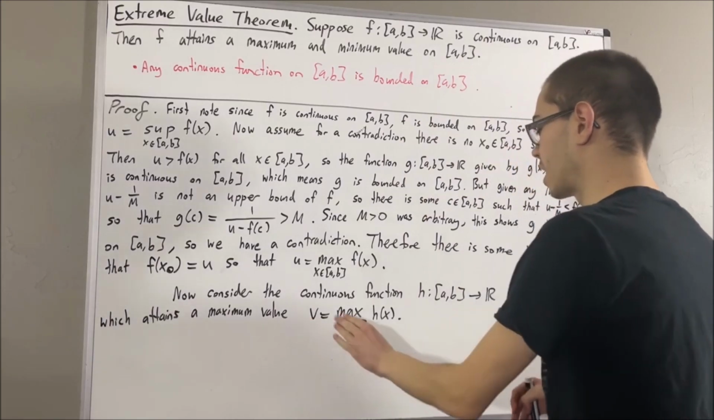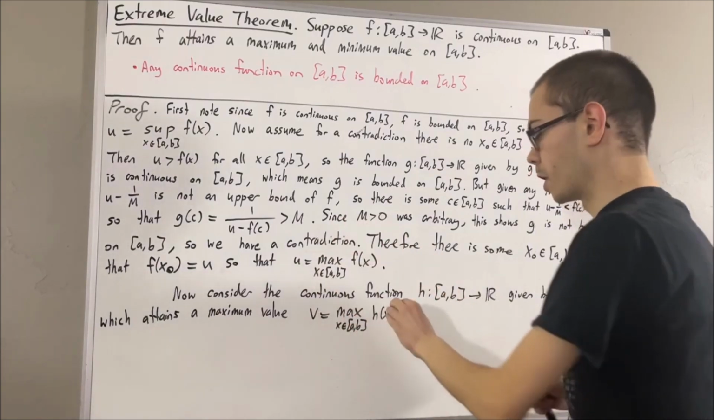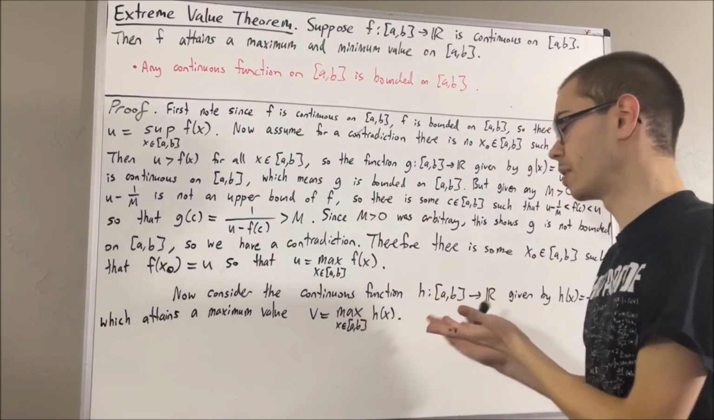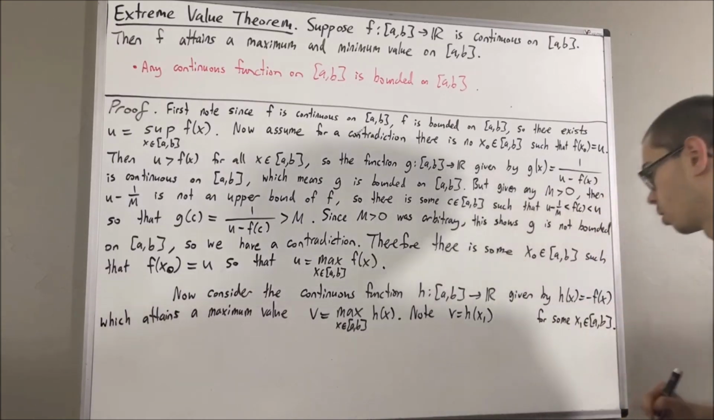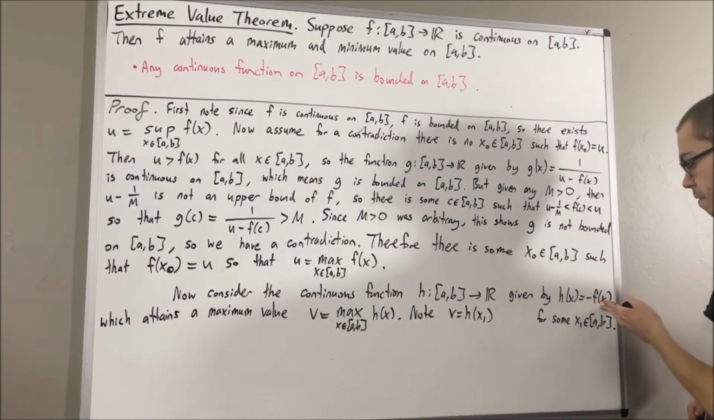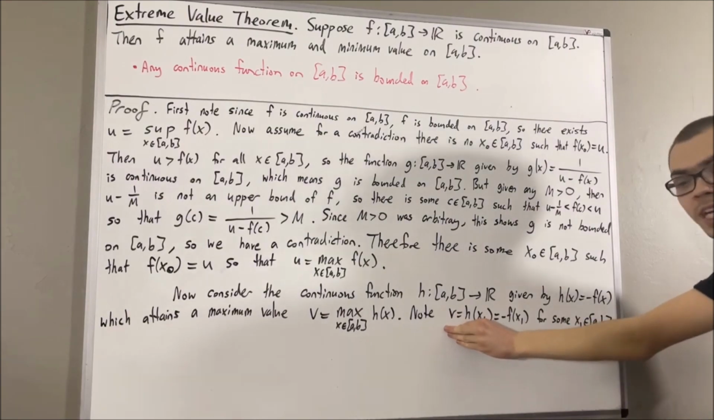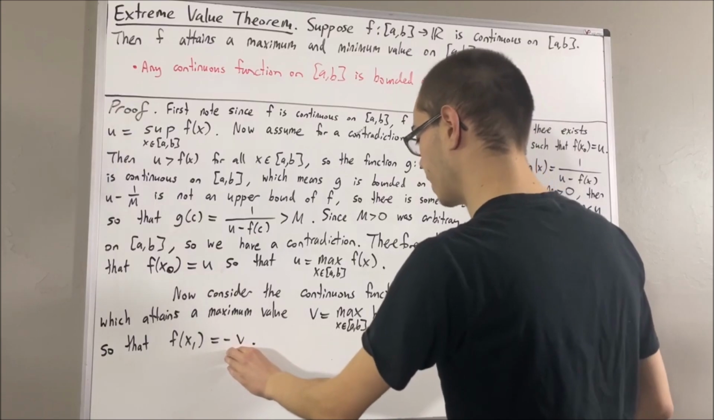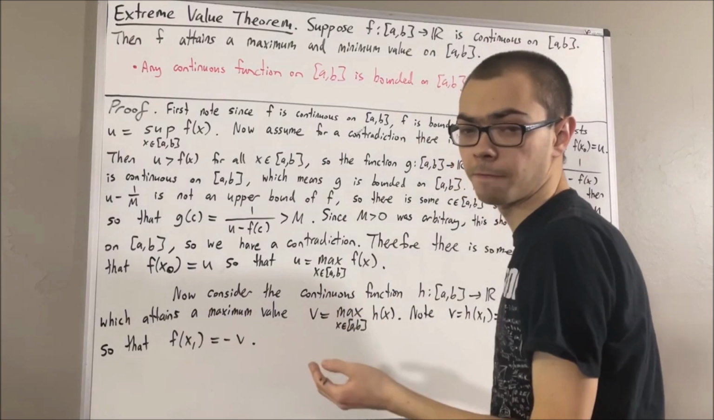Now, since v is the maximum value for h, we know that v is some output value of the function h. We can say v is equal to h of x1 for some element x1 in a, b. And by definition of h, we know that h of x1 is equal to negative f of x1. And this tells us f of x1 is equal to the negative of v. So this tells us that negative v is an output value of the function f. But the claim is that negative v is the smallest output value of the function f.